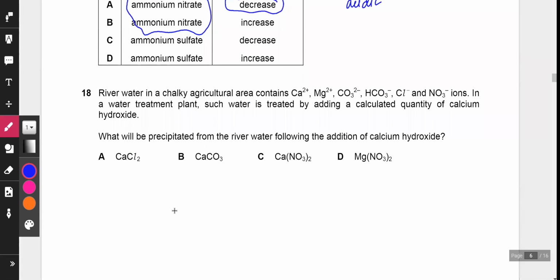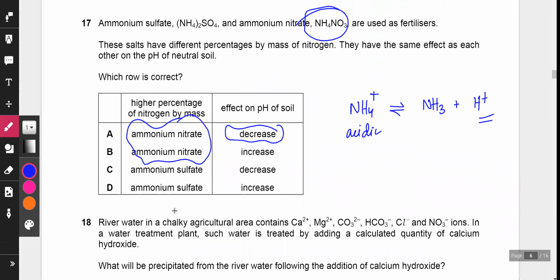Sir, but ammonium nitrate actually neutralizes acidic soil. So acidic soils would increase... Ammonium nitrate never does that. Lime or limestone neutralizes acidic soil. Yes, got it. Okay? So calcium hydroxide or calcium carbonate.